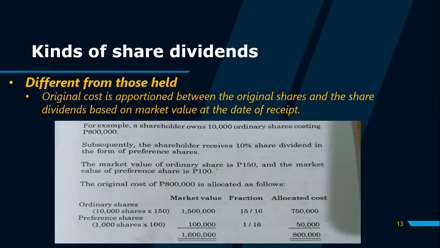So next we have share dividends different from those held. For example, a shareholder owns 10,000 ordinary shares costing 800,000. Subsequently, the shareholder receives 10% share dividends in the form of preference share. The market value of ordinary share is 150, and the market value of preference share is 100.